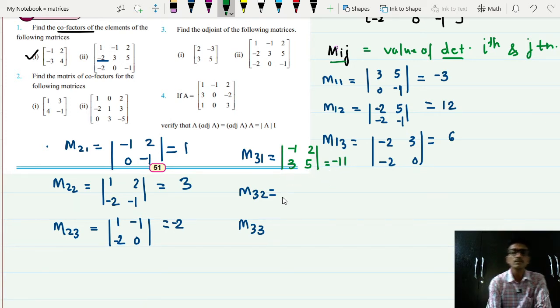Then M32: third row and second column. We delete the third row and second column, leaving 1, minus 2.